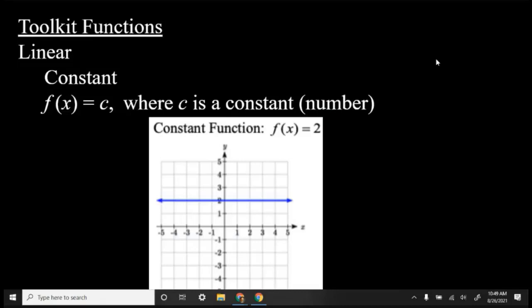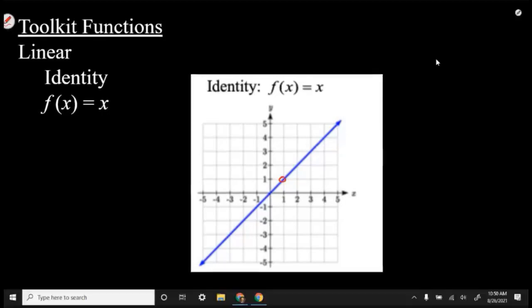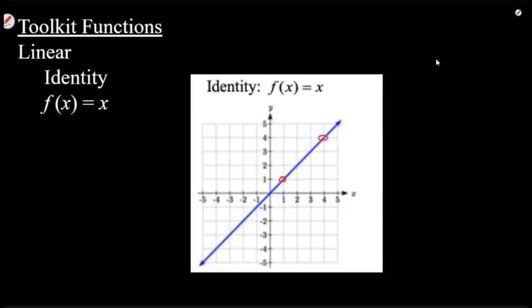So anytime you see that, and again, we're just introducing these and we're going to come back to them multiple times, but that's our constant function. The next one is also linear, and it is called the identity function. And the identity function says whatever your input is, the output's going to be exactly the same. So if you look at all these ordered pairs, notice input is 1, output is 1. Input is 4, output is 4. Input is -2, output is -2. So that is the identity function, and that's the equation for that, f of x equals x.